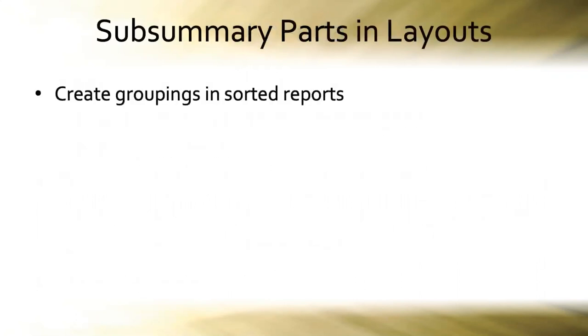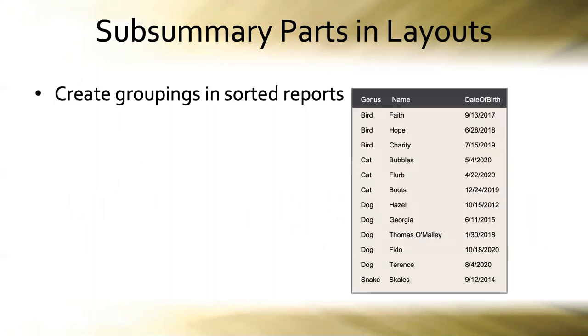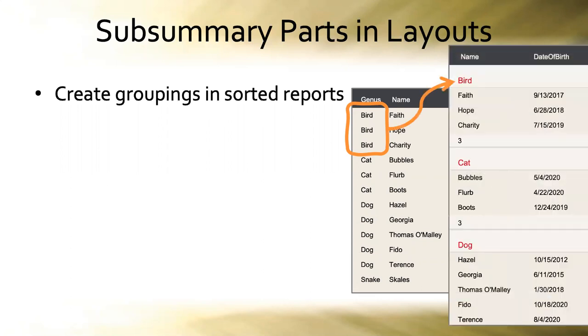All right, let's look at subsummary parts in layouts. We use subsummary parts in layouts to create groupings in sorted reports. For example, here's a list of the animal records in our database sorted by genus. Notice the repetitions in the genus column. Wouldn't it be great if we could lift that field up and out of the body part into more of a subheading? Well, that's one of the things we can do with subsummary parts.